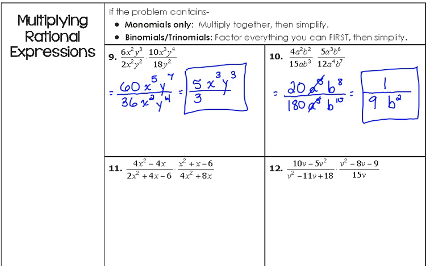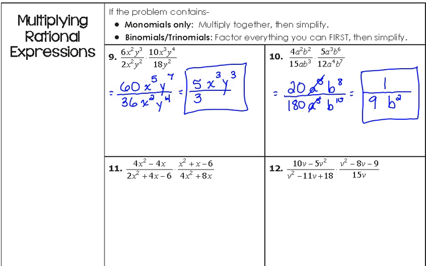Okay, well, if it has binomials and trinomials, the instructions up there say factor everything you can first, then we're going to simplify. So once again, factoring's back. It's not going anywhere.